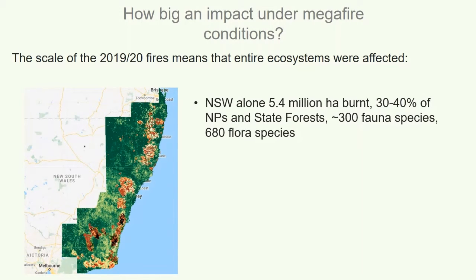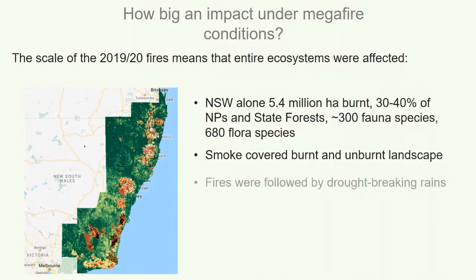Around 5.5 million hectares burnt. It's a large part of national parks and state forests, and many threatened fauna and flora species were in that fire footprint. But perhaps not as much looked at is that in many of the unburnt areas, smoke covered the landscape, sometimes for weeks at a time.